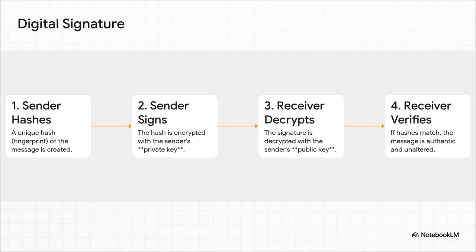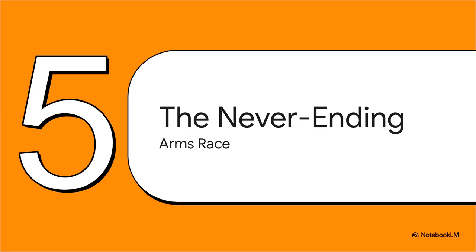Now, when I get your message, I use your public key to decrypt the signature. That gives me your original hash. Then I run the message through the same hash function myself. If the hash I get matches the one you sent, boom, I know it's really from you, and I know nobody's messed with it.